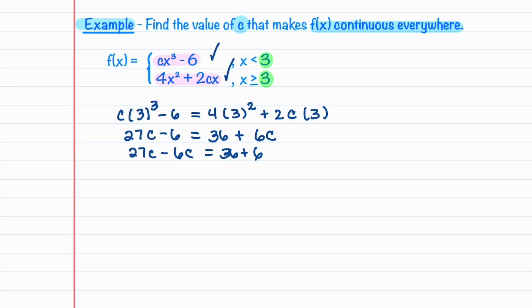27 minus 6 is 21, so we have 21c is equal to 36 plus 6, which is 42, and that works out real nice. Dividing by 21, we see that c is equal to 2. So we can conclude that our function is going to be continuous even at x is equal to 3 if c is equal to 2.